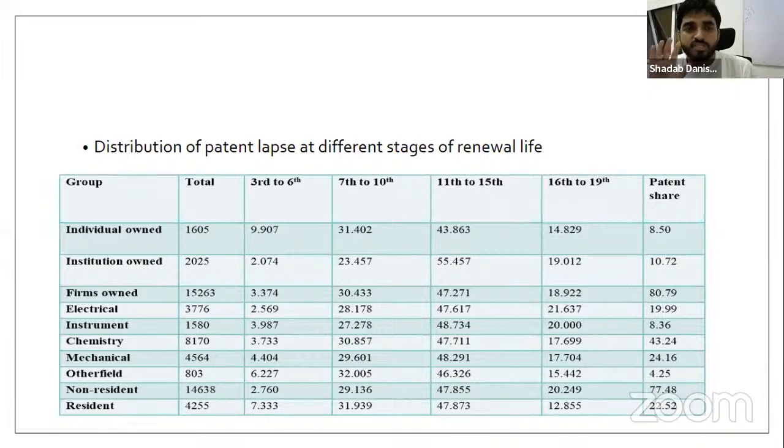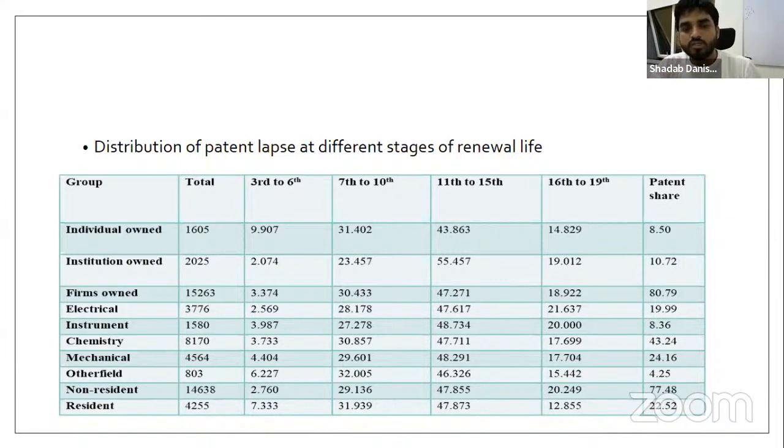Another important piece of information is regarding the life of the patent in India. A patent filed today will have 20 years of life from today. For example, a patent filed in 2000 and granted in 2005 will have life from 2000 till 2020.